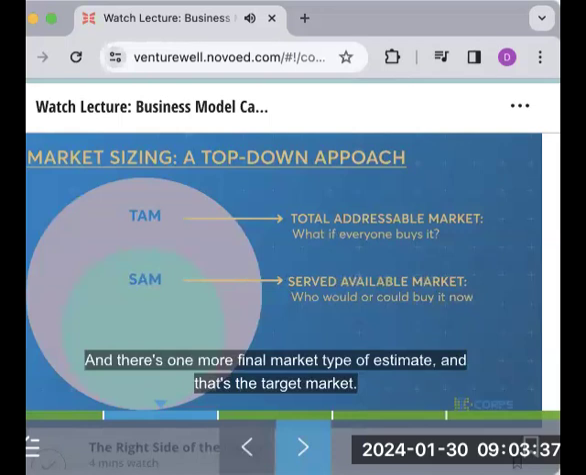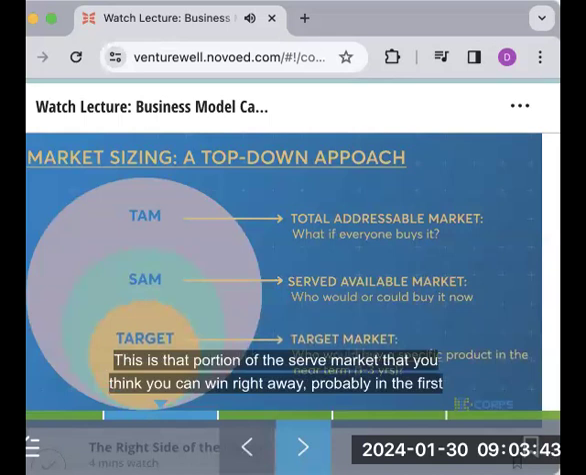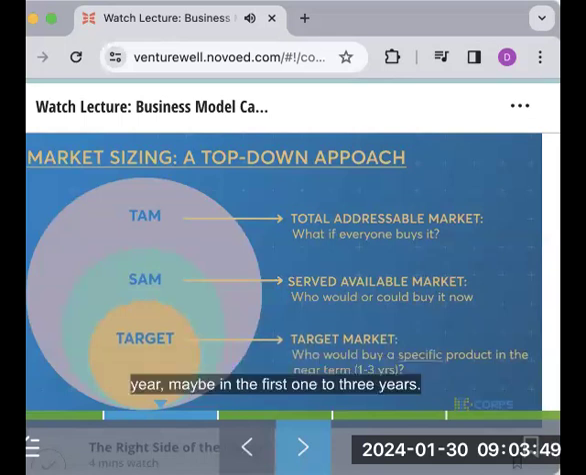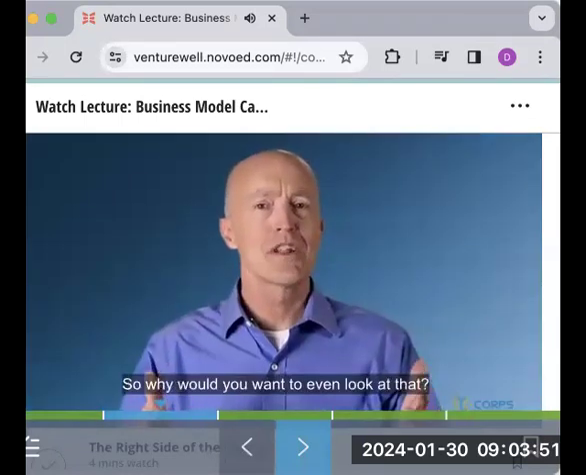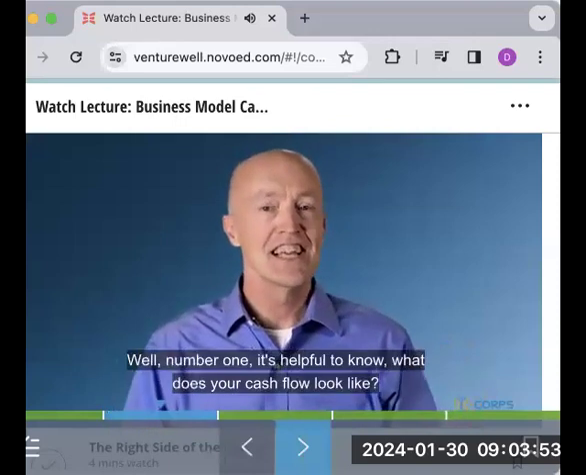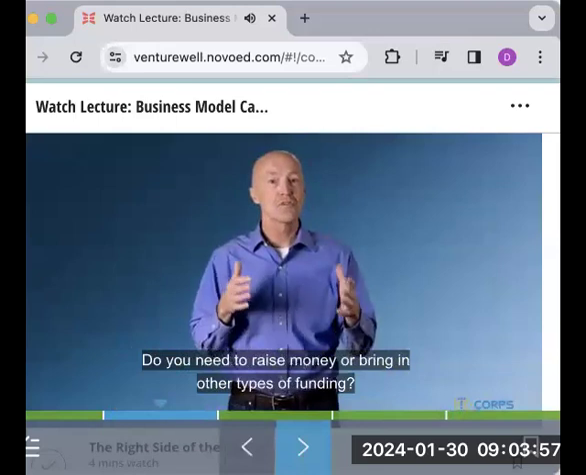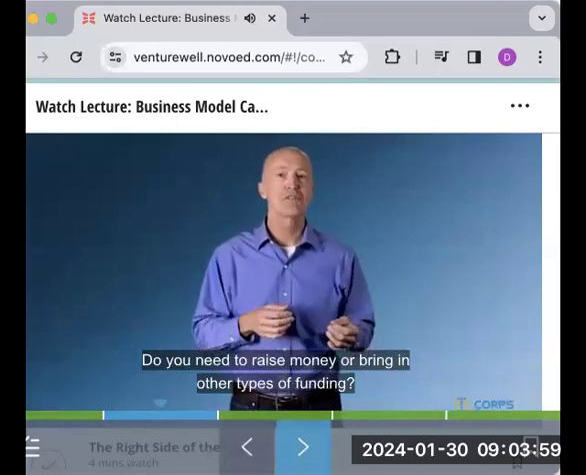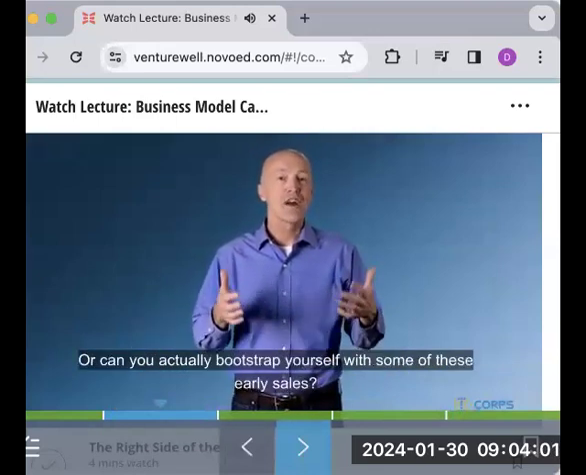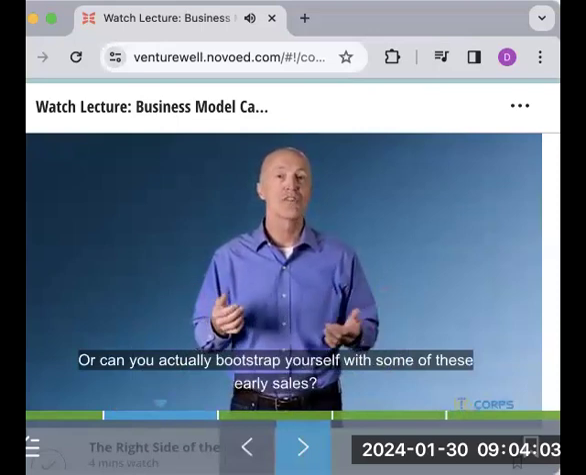And there's one more final market type of estimate. That's the target market. This is that portion of the served market that you think you can win right away, probably in the first year, maybe in the first 1 to 3 years. So why would you want to even look at that? Well, number one, it's helpful to know, what does your cash flow look like? Do you need to raise money or bring in other types of funding? Or can you actually bootstrap yourself with some of these early sales?